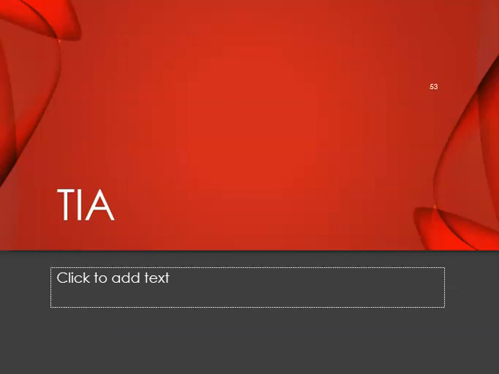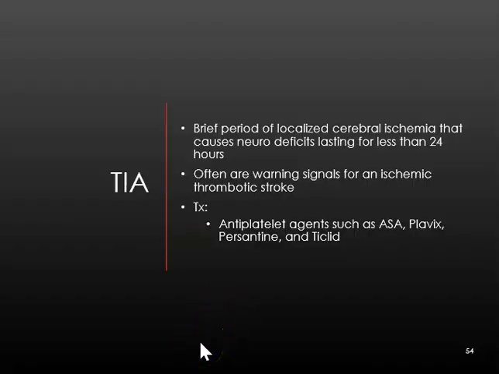And then we're just going to briefly go over TIAs. So TIA, this is going to be a brief period of localized cerebral ischemia that causes neurological deficits, but they're very short term, so they're not lasting more than 24 hours. Often these are going to be warning signs for a future ischemic or a thrombotic stroke. So we really want to encourage these patients to get treatment. Treatment can be done with antiplatelet agents such as aspirin, Plavix, Persantine, and so on. So these patients are going to be given these to prevent clotting in the future.